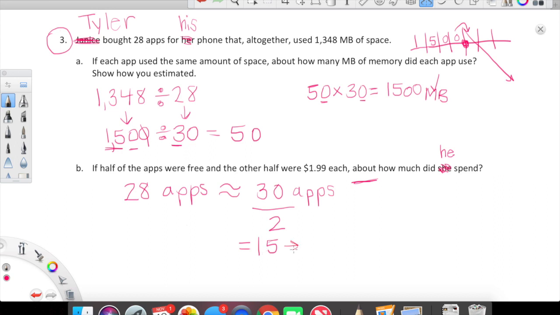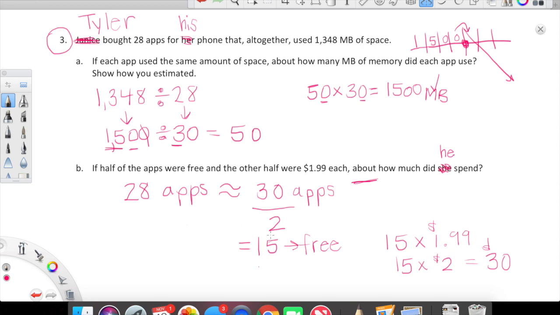So if half were free, and then if 15 cost $1.99 each, about how much did he spend? Well, because we see the word about, let's go ahead and round $1.99 to $2. So we're looking at 15 times 2, which is kind of funny because this is the inverse of 30 divided by 2. We'll end up with the same number. 15 times $2 is going to be $30.